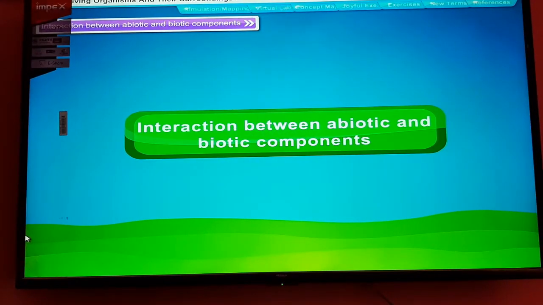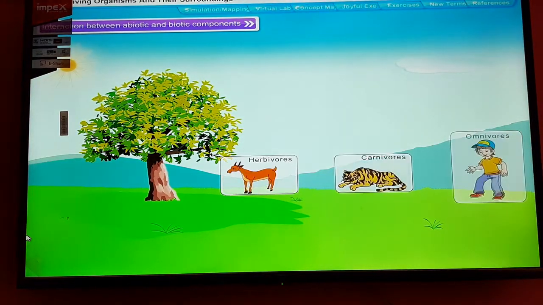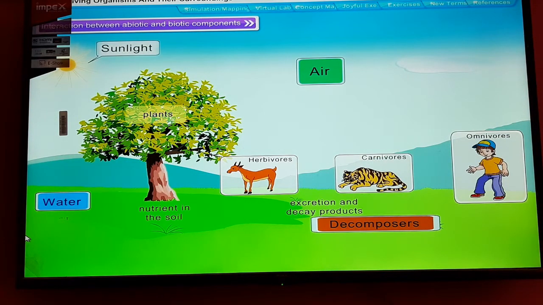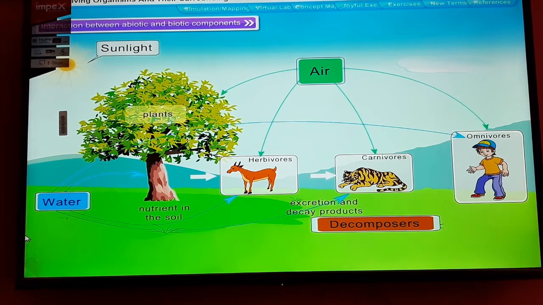Interaction between abiotic and biotic components. No organism can live independently. In any habitat, plants and animals, the biotic components, depend on each other and on non-living components, the abiotic components of the environment. This is known as interdependence. Because of this interdependence, plants and animals help to maintain a balance in nature.